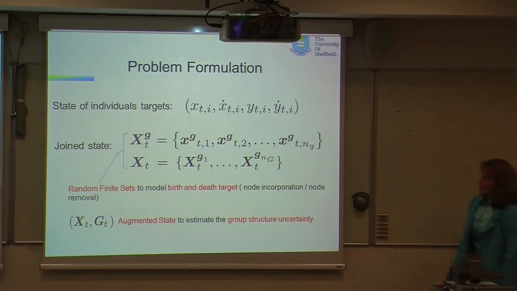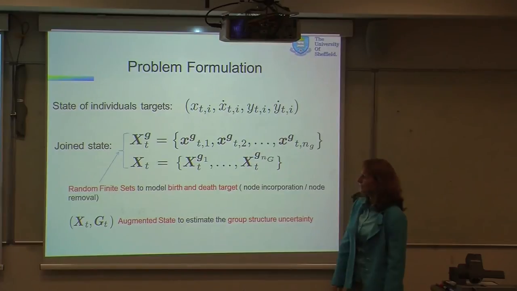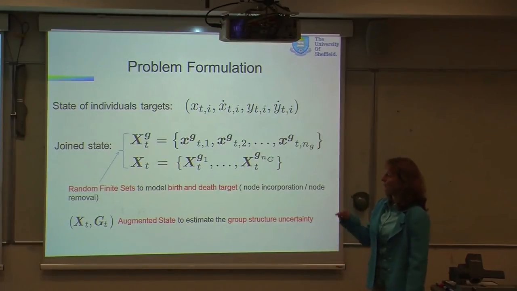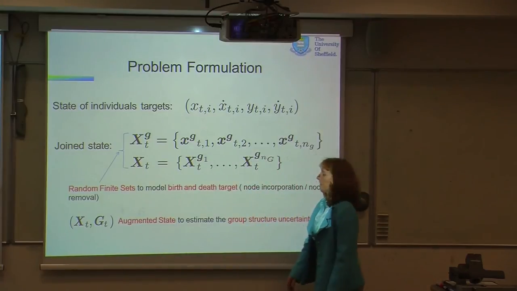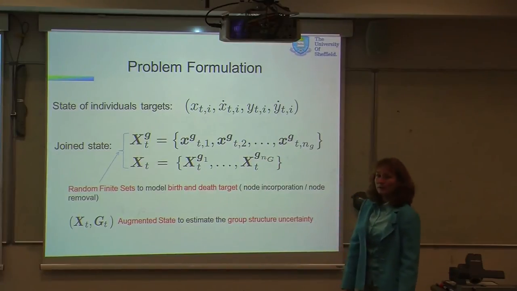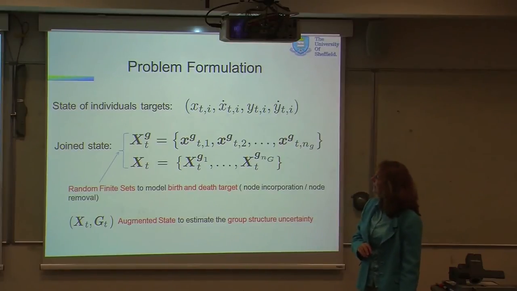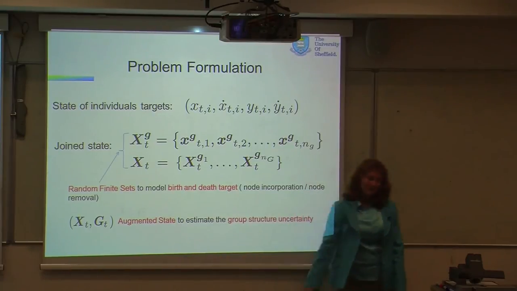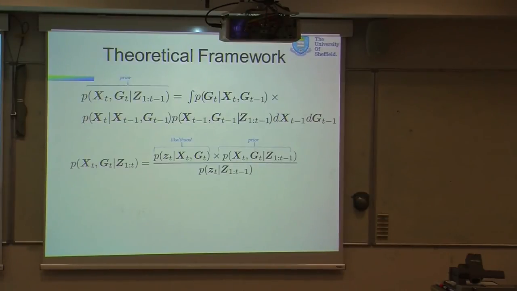In the case with the graph, we are estimating not only the position and speed, as I mentioned to you, of each individual component of the group, but we also estimate the graph structure. So we form one big vector which contains all the states for all entities. So that's the big, and this is our augmented state vector. Again, I'm giving just a brief idea.